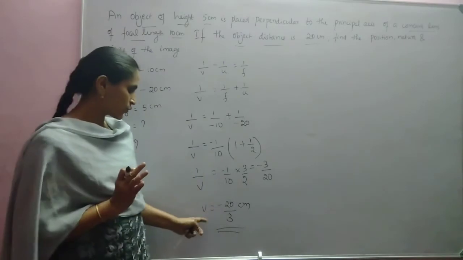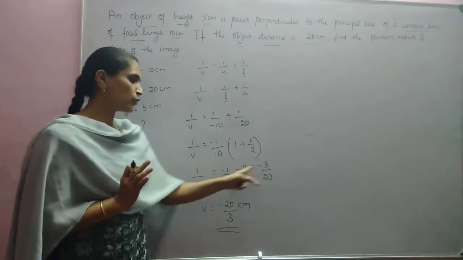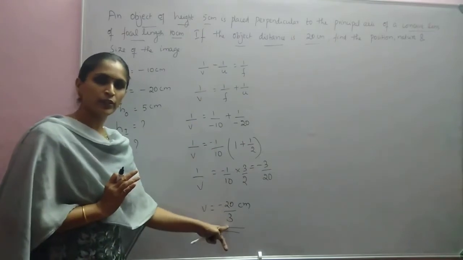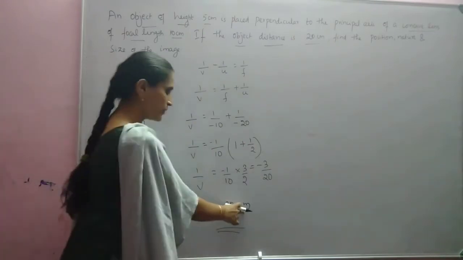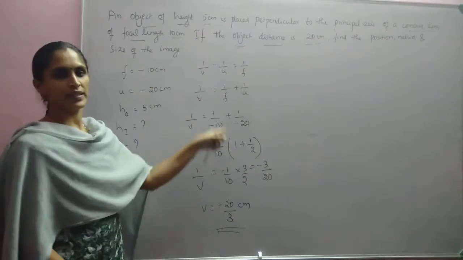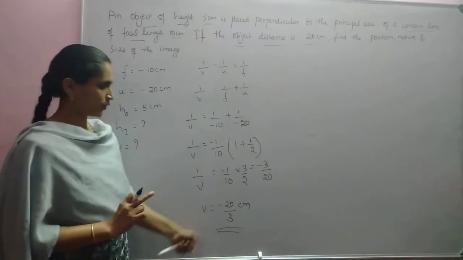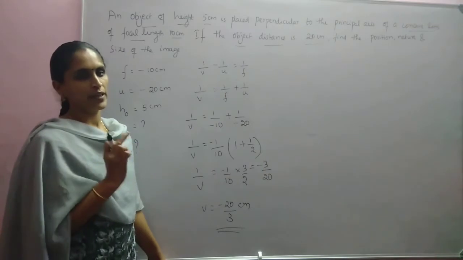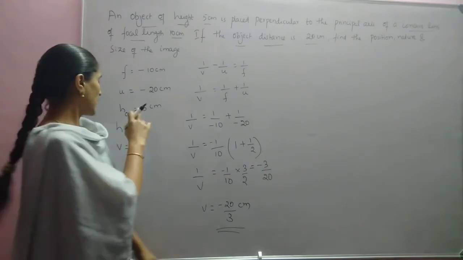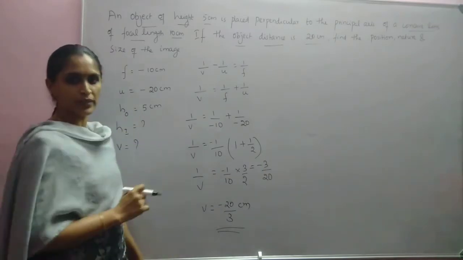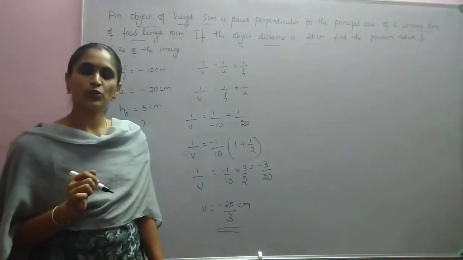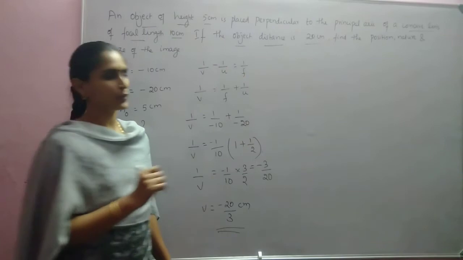So 1 by V you got as minus 3 by 20, so we can write V is equal to minus 20 by 3. Why have we written centimeter? Because we represented everything in centimeter only. So V is equal to minus 20 by 3 centimeter. Now what can we find? We have to find the height of the image. So we know the formula. What is the formula? Magnification is equal to height of the image by height of the object.